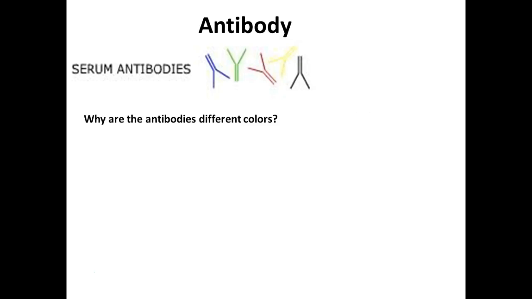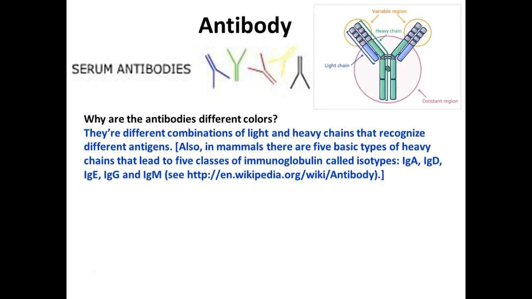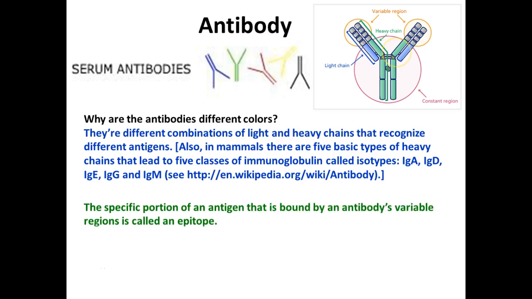So how are they different? They're different colors to represent that they are different. But when you look at the structure of the antibody, as I said, the bottom portion is pretty consistent. It's that portion up at the top that binds to the antigen that varies from antibody to antibody. Both the heavy chains and light chains are different, and that makes each antibody unique, that it's specialized.